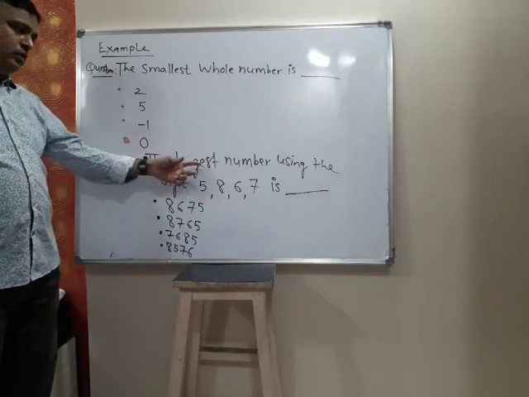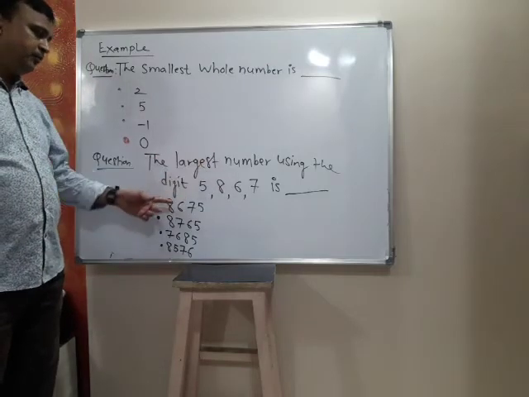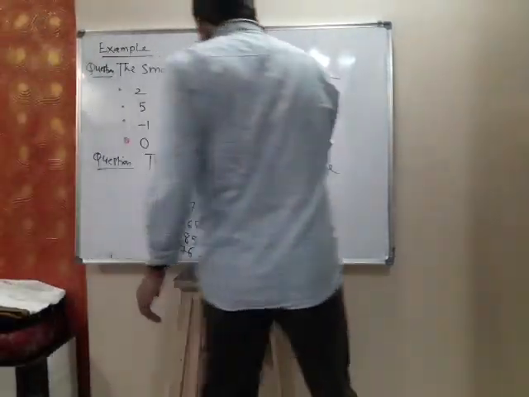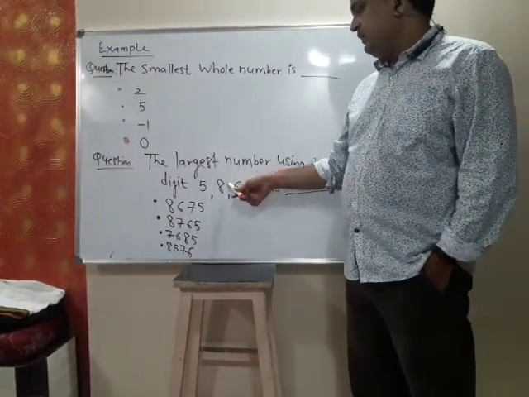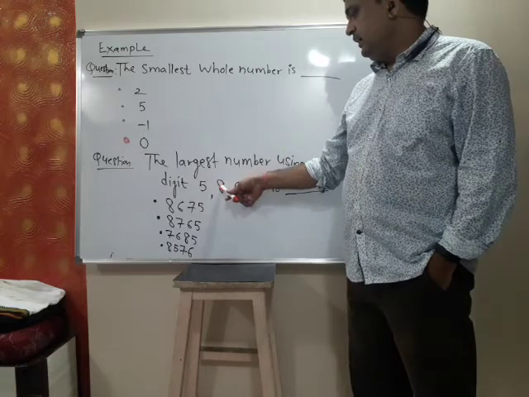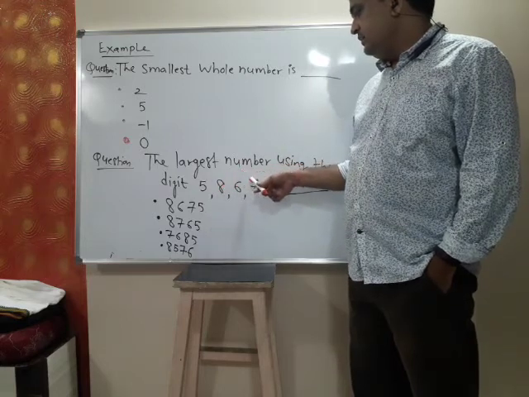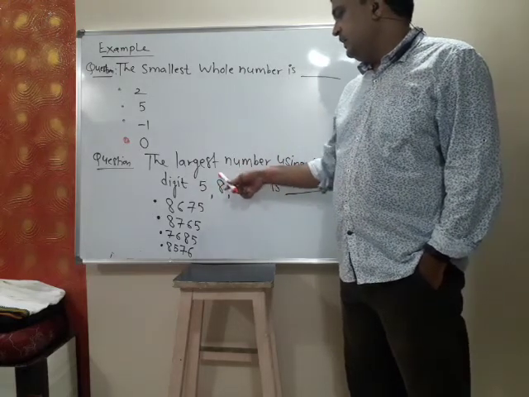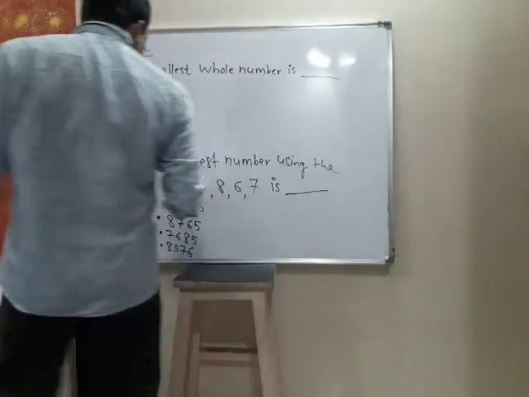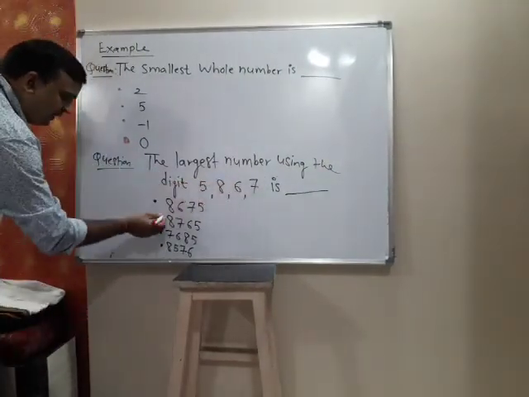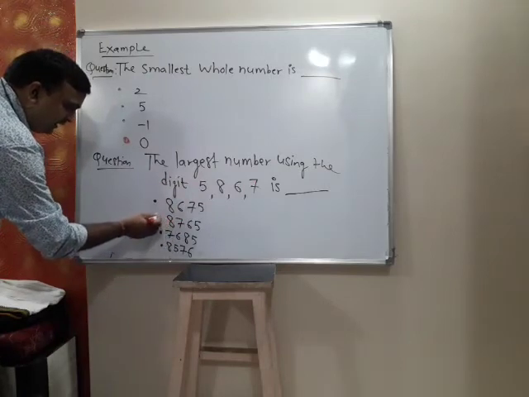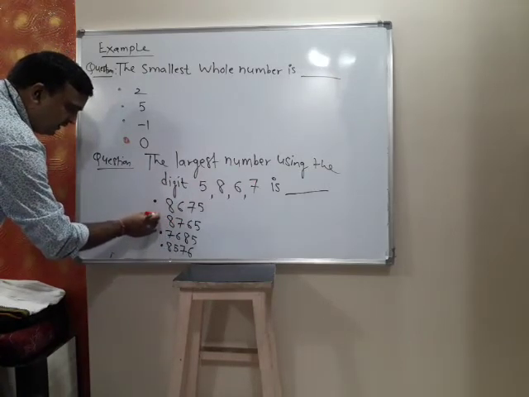The largest whole number, the largest number. So we are given the digits 5, 8, 6, 7. For the largest number, we start with the largest digit 8, then second largest 7, then 6, then 5. So the largest number is 8, 7, 6, 5. This is the correct answer.